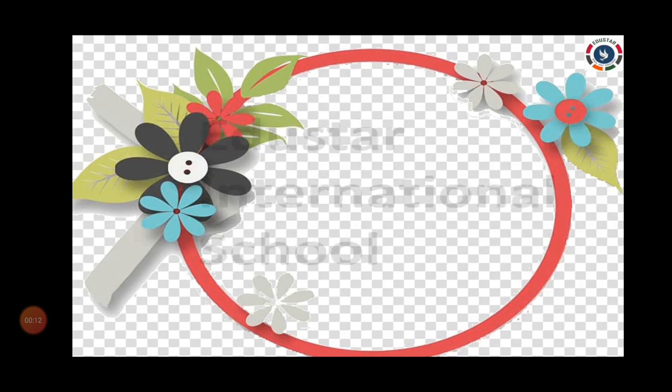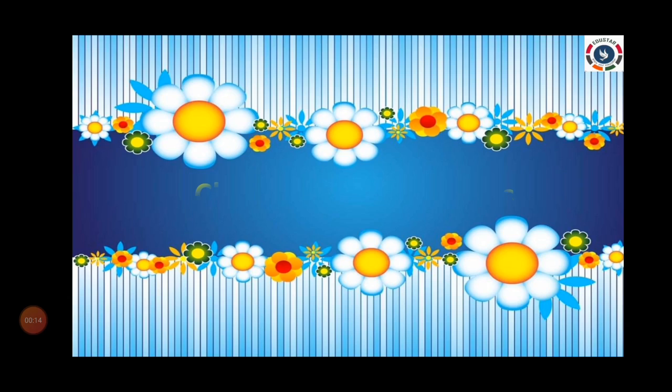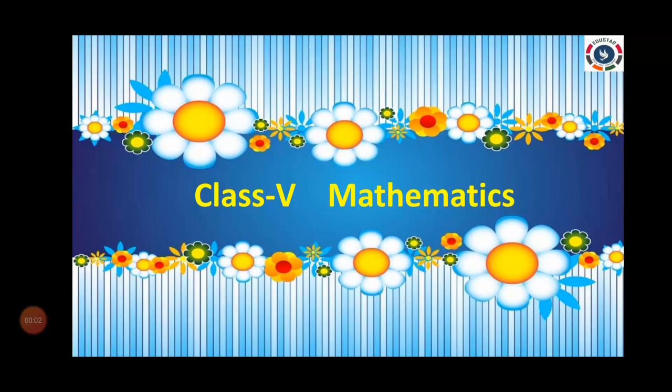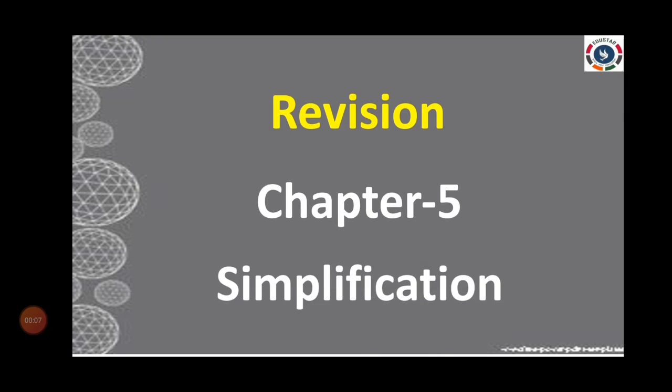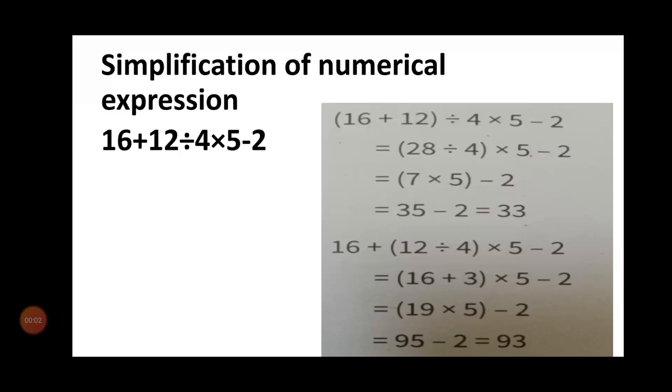You are watching Class 5 Mathematics. Today we are going to revise Chapter number 5, Simplification. Look at the numerical expression 16 plus 12 divided by 4 into 5 minus 2. You can work it out in different ways.